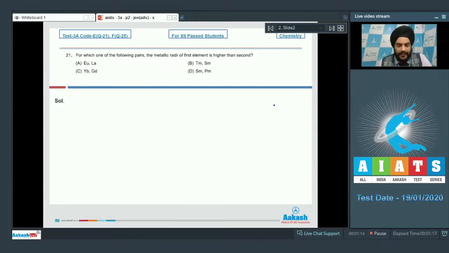Okay, so let's start with question number 21. It says, for which one of the following pairs the metallic radii of the first element is higher than the second element? Okay, so the elements of the 4F series have been given to us, students. So if we talk about the 4F series, we can just write it down.